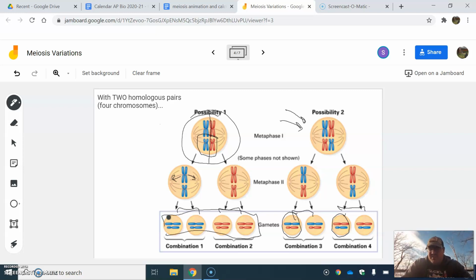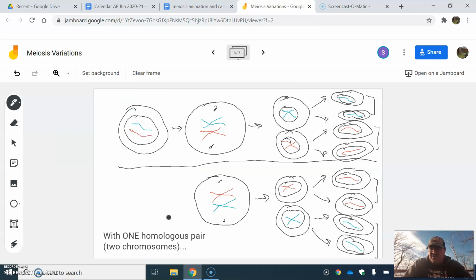So how many different combinations do we get? We get 4 combinations. Take a look at that. Pause the video if you need to and get a concept of that. Again, some phases are not shown here. They are skipping a whole bunch of steps here. But ultimately, realize that with 2 homologous pairs, you're going to get 4 possible outcomes. Recall that with one homologous pair, you're going to get two possible outcomes. No matter how you do it, you're going to get this one or this one. Even if you flip them, you're going to get that one or that one.